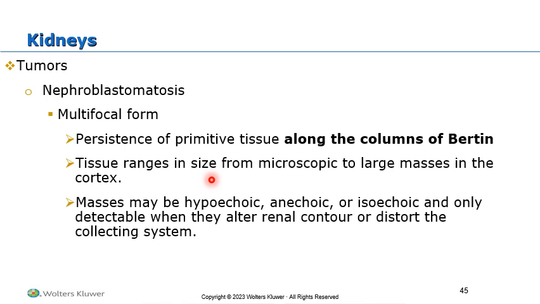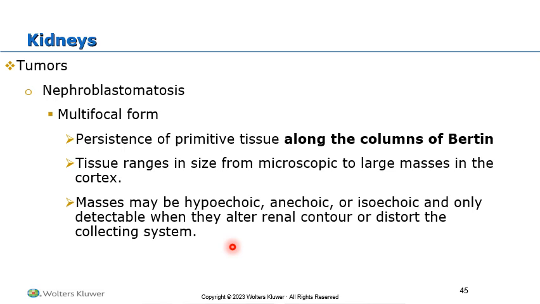The tissue ranges in size and changes from very microscopic changes to very large masses that will affect the columns of Bernstein, so the medulla area, as well as the cortex. Those masses themselves can be hypoechoic, anechoic, isoechoic, and only detectable if they alter the contour or distort the collecting system or the pyramids.